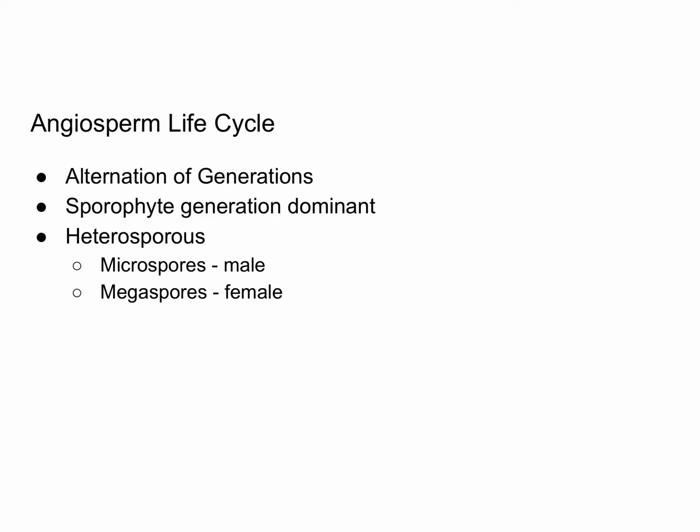And like most plants, except for the non-vascular seed plants, most plants have the sporophyte generation as the more dominant generation. And more dominant just means that it's the more noticeable part of the plant, or more noticeable generation of the plant. And the sporophyte generation is the diploid generation. Remember, diploid is 2N, and this just means that the cells have two sets of chromosomes.